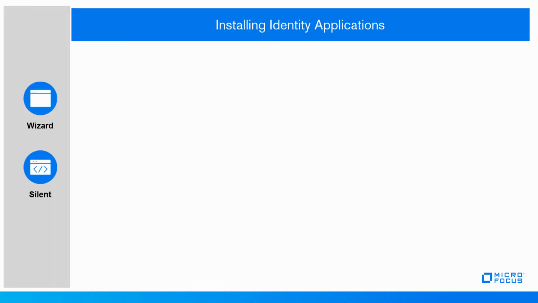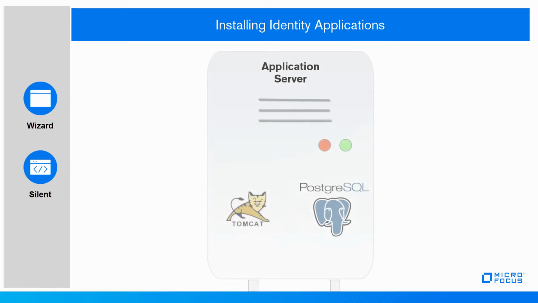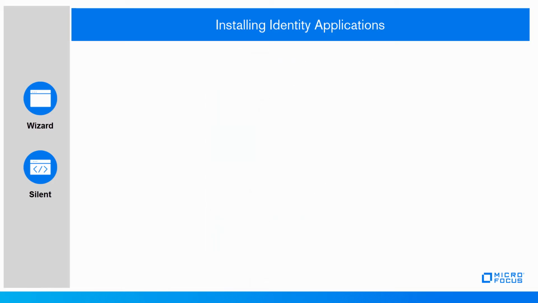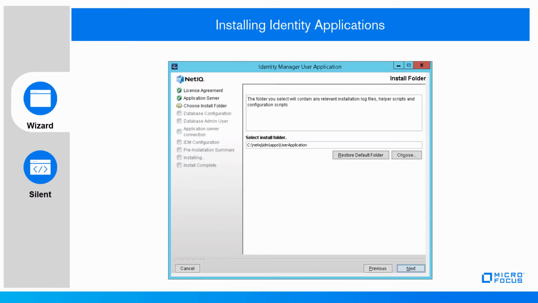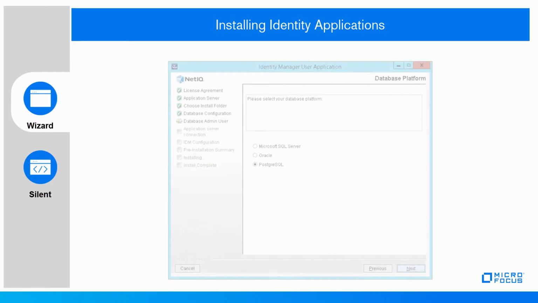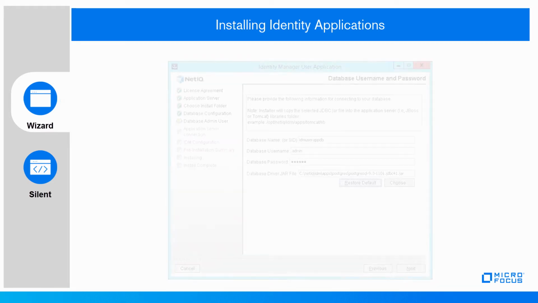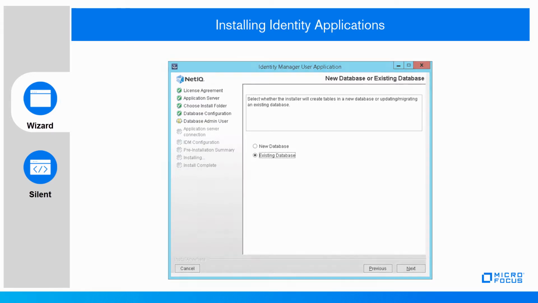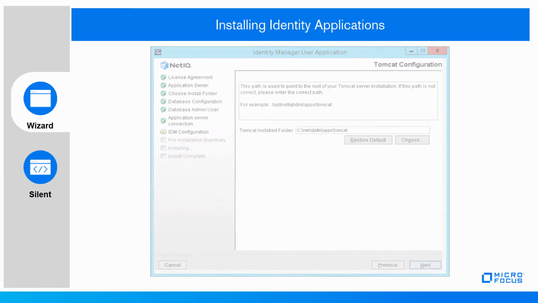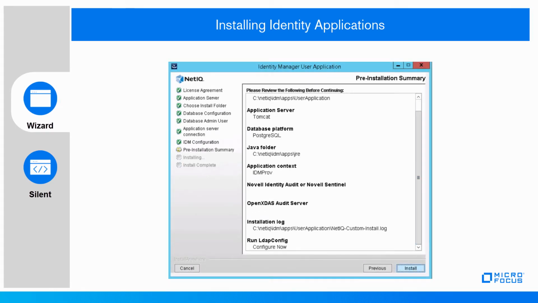Upgrade process. Now that you have all the required knowledge to start the process, let us install the identity applications on a Tomcat web application server with an already installed PostgreSQL database. You can upgrade identity applications in two ways, that is, using a wizard or in silent mode. Using the wizard, select the application server as Tomcat. Browse the location where you want to install identity applications. Select the database as PostgreSQL. Provide database user information and browse the jar file. Select the existing database option. Browse the Tomcat installation location. Review the pre-installation summary and click Install.